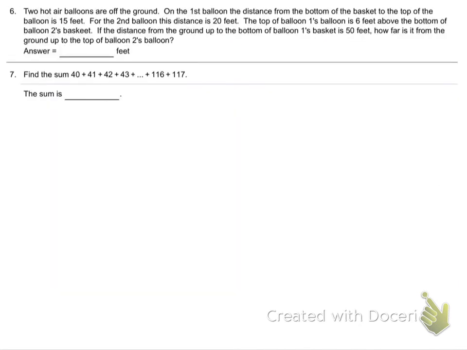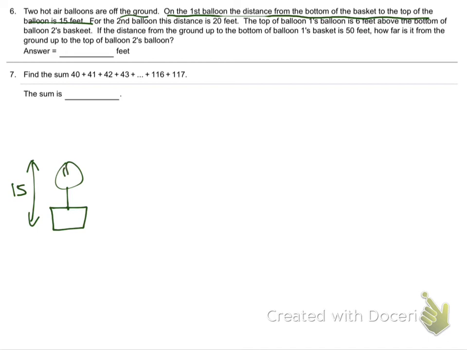Okay, so here's number 6. 2 hot air balloons are off the ground. On the first balloon, the distance from the bottom of the basket to the top of the balloon is 15 feet. So I could draw my first balloon here. So from there to there is 15 feet, from the bottom of the basket to the top of the balloon.